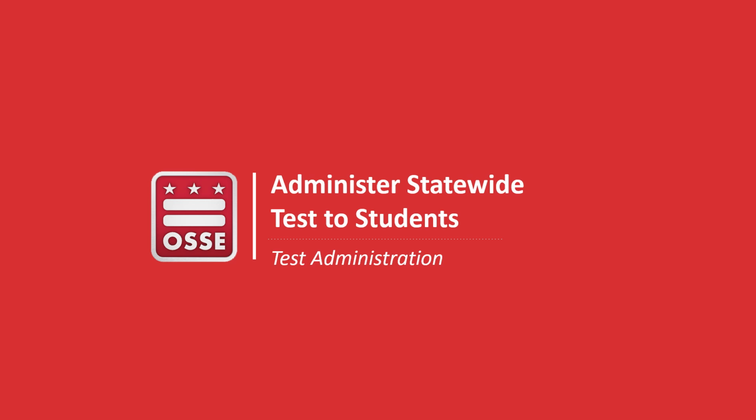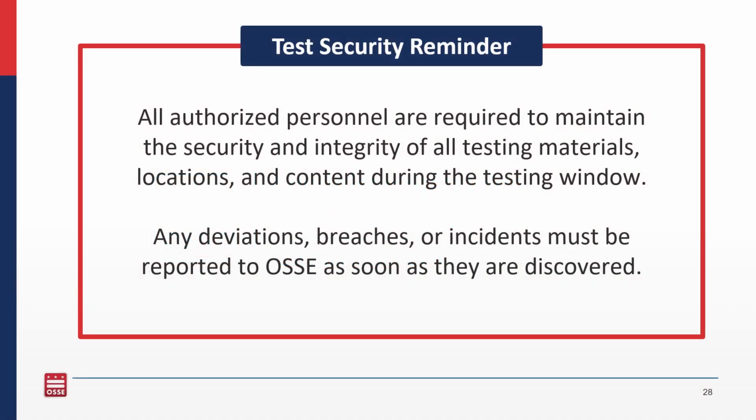Next, we will cover administering statewide tests to students. All authorized personnel are required to maintain the security and integrity of all testing materials, locations, and content during the testing window. Any deviations, breaches, or incidents must be reported to OSSE as soon as they are discovered. Additional information about reporting test security incidents can be found in Module 5 of this series, Test Administration, Prohibited Actions, and Incident Reporting.